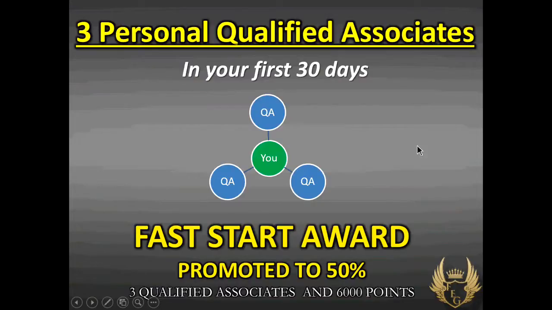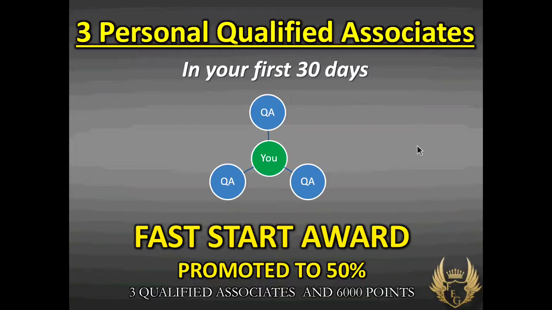The next step is for you to get 3 personal qualified associates in 30 days. Now, what are qualified associates? It's 3 people who went through the same 5 steps you did in their first 10 days. If you did that, you'd get promoted to 50%. And now you have a small team growing.